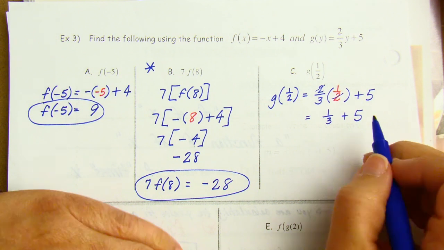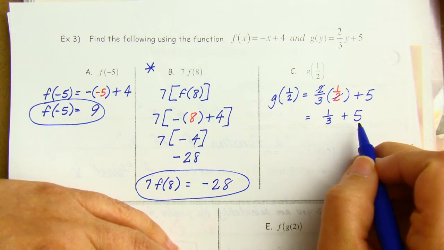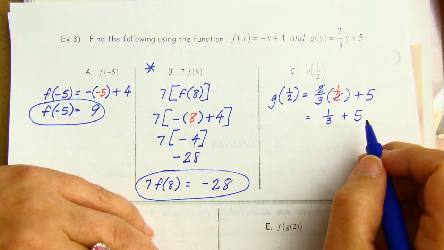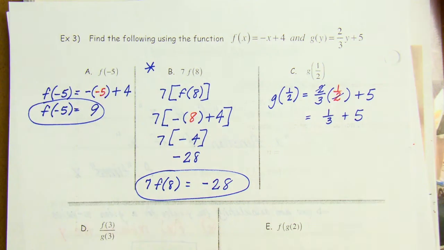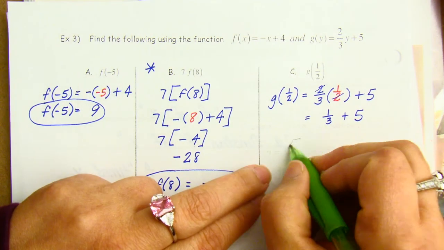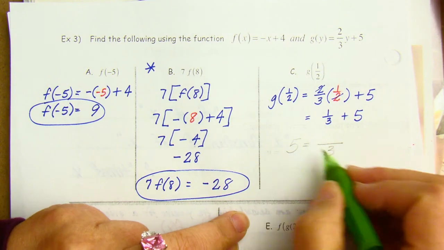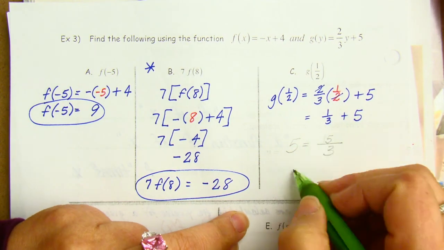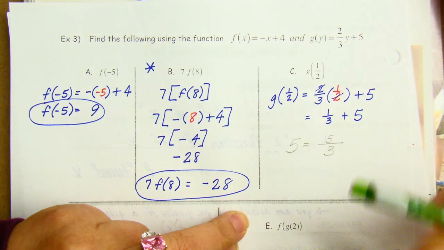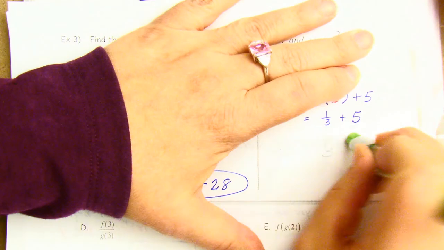You can convert 5 into thirds. You know, ask yourself a question. 5 equals how many thirds? All you do is you multiply this. 15. Do you agree that 5 equals 15 divided by 3? So I'm going to erase this. I wrote this in pencil.